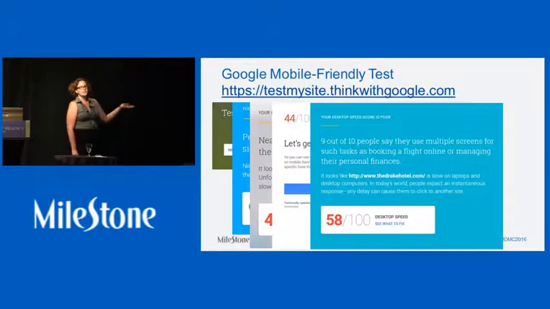And again, Google says that 9 out of 10 people say they use multiple screens for tasks like booking a flight or managing their personal finances. I know I do. I'm sure most of you do. This absolutely includes booking a hotel room.